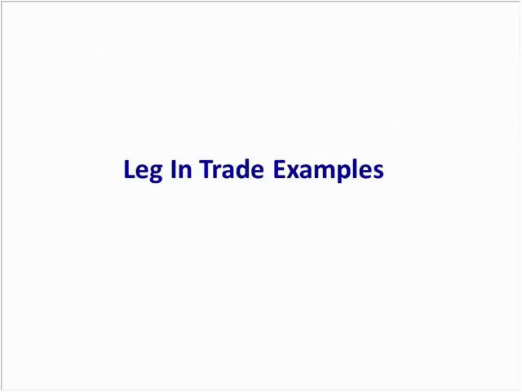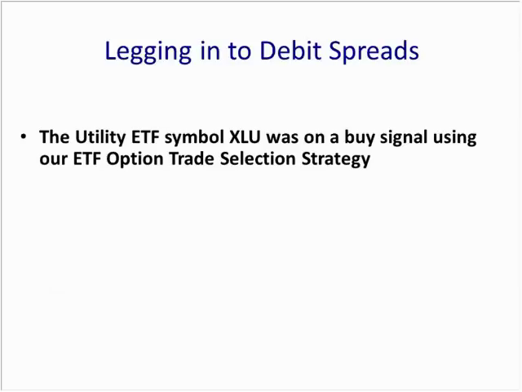Let's look at a few leg-in trade examples. The first example is for the utility ETF symbol XLU. It was on a buy signal using our ETF option trade selection strategy, which is the high relative strength, the retracement to the middle or lower channel, and then we used the 1% rule to select the strike price.